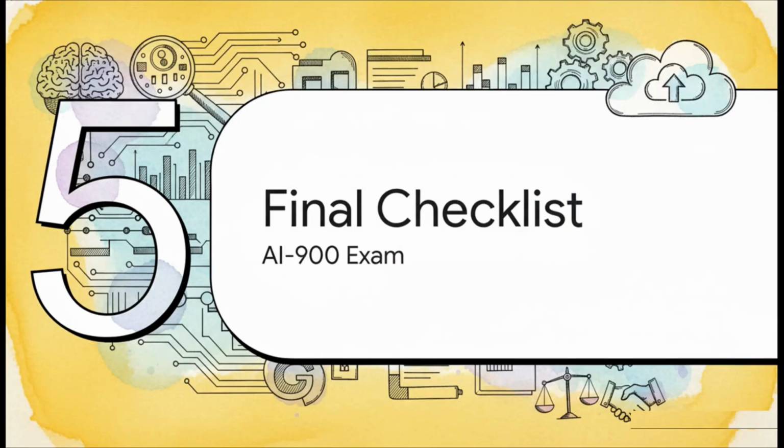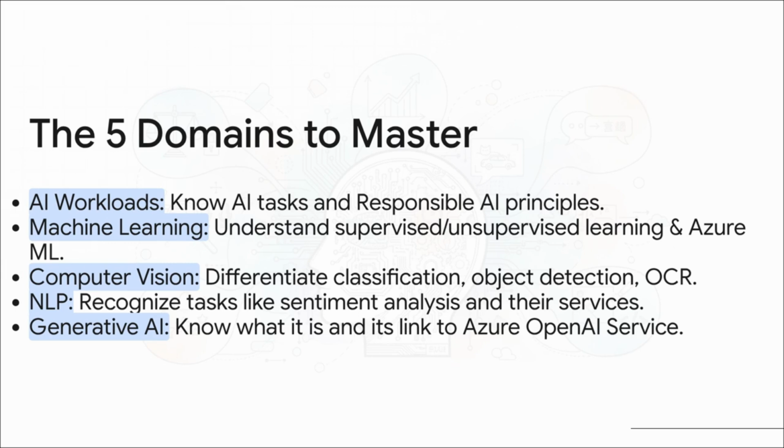All right, we have made it through the 5 core domains. We've covered a ton of information, from high-level concepts to specific Azure services. So let's pull it all together and do one final rapid-fire checklist just to make sure everything is locked in your brain. Think of this as your final study plan.